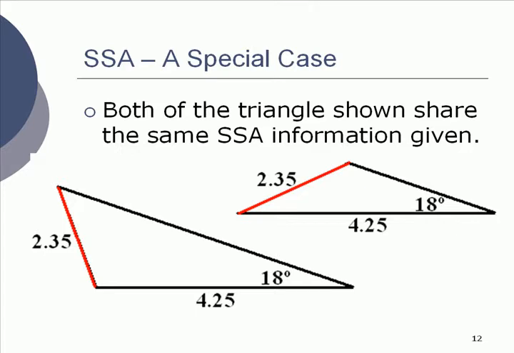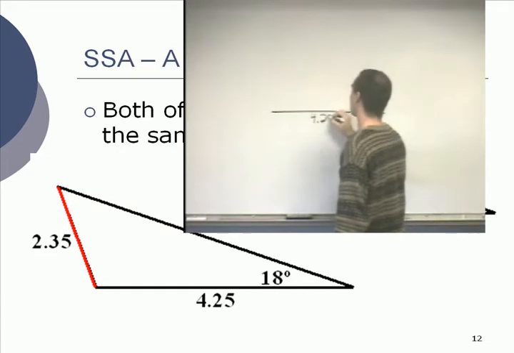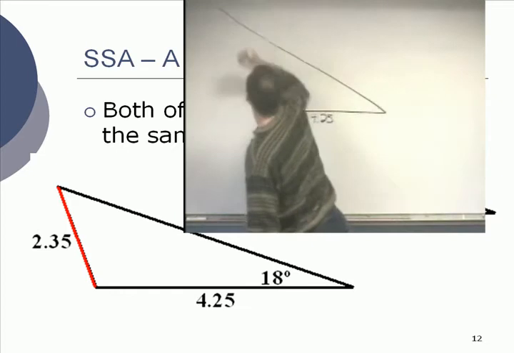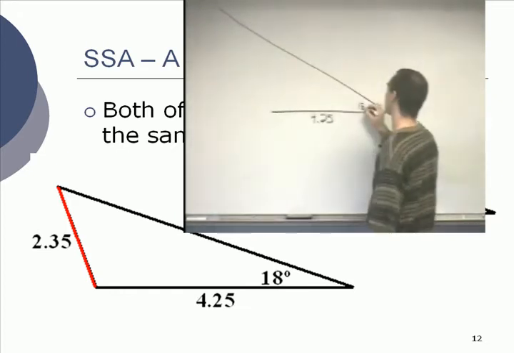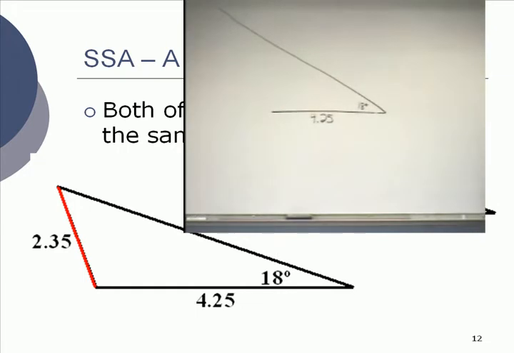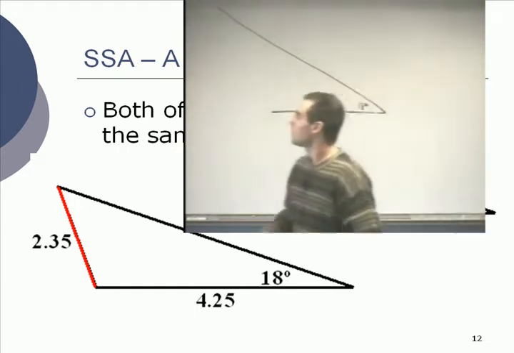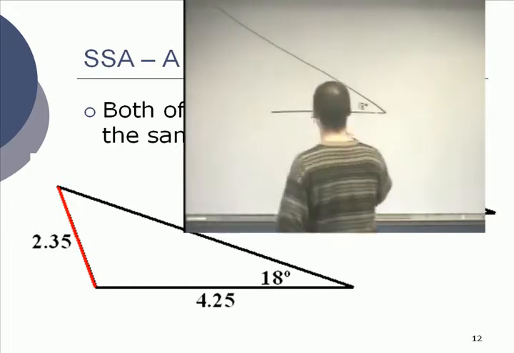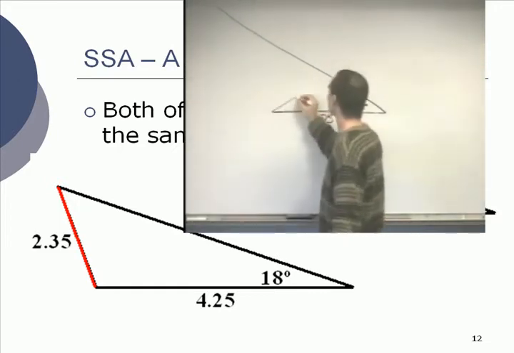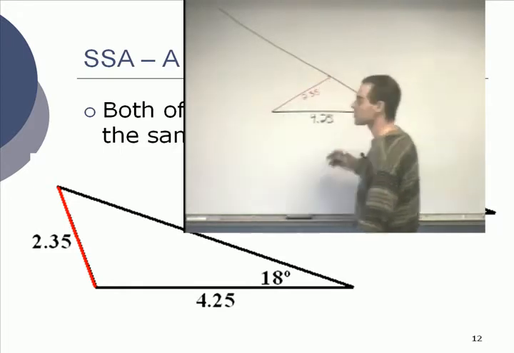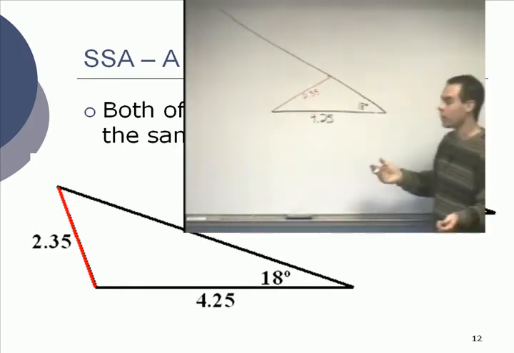There's our 4.25 side. I'm going to put an 18-degree angle or so on here. It's going to go for quite a ways. That side can be any length because we're not given what it is. Now that means that I can take that other side that's given, 2.35, and it can either fold inward and be 2.35. That forms a triangle that meets the criteria. Or it can fold outward.